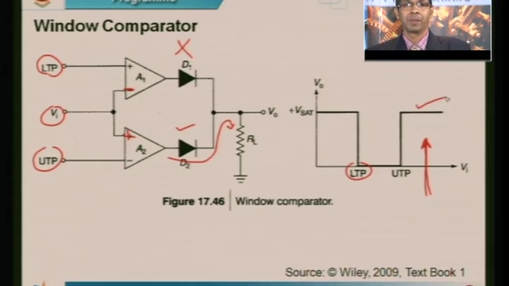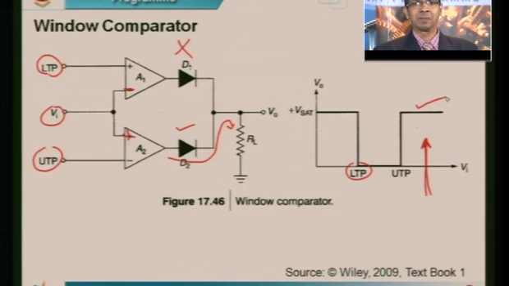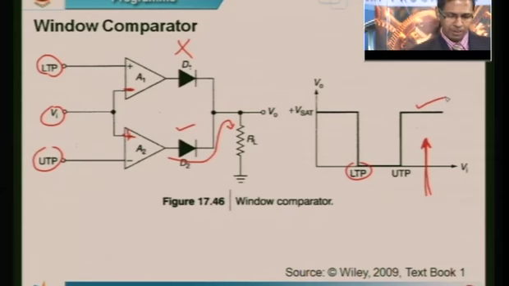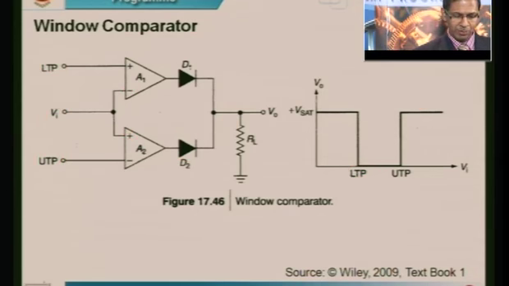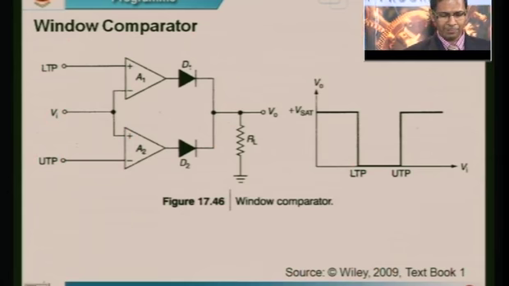and the output is again plus Vsat. So in both the cases we have seen, whenever the input is below the lower threshold point, the output is plus Vsat. Whenever the input is above the upper threshold point, the output is again plus Vsat. Now let us see what happens when the input is in between these two thresholds. For that, let us go back and try to redraw and see the scenario.